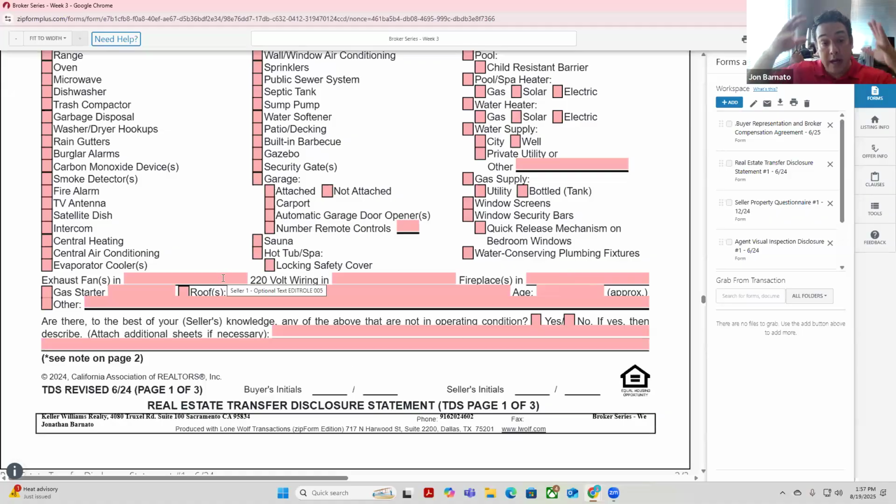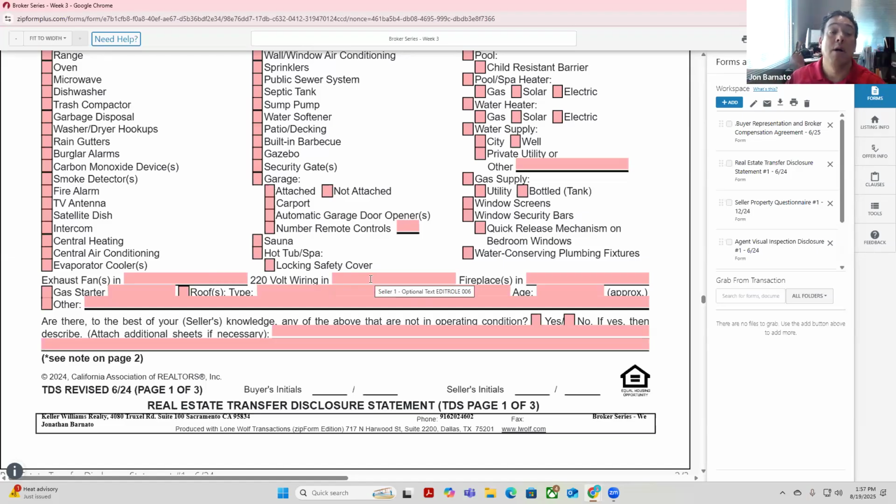Exhaust fans are those fans in your bathroom that suck out the moisture and heat. Similarly, you'll find those in kitchens, over the stove, or often in laundry rooms. So please list where it is. 220-volt wiring is the big brown-black thing that you see in there.